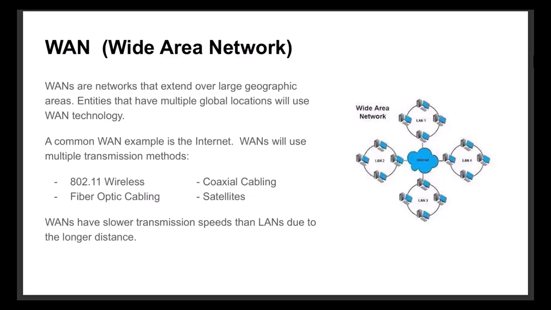One common type of WAN is when you have one organization that has multiple locations for office buildings or job sites. And all of your different locations will connect to each other, typically through fiber optic cabling, coaxial cabling, or a wireless connection over 802.11 or satellites. Your wide area networks will typically have slower data transmission speeds than your local area networks. This is due to the longer distance that data must travel between locations.